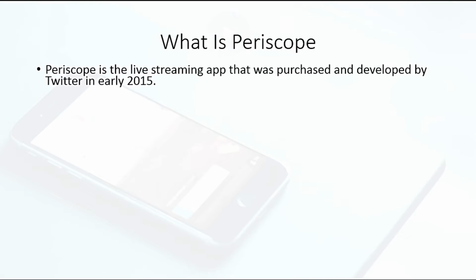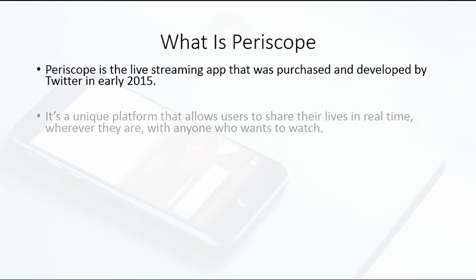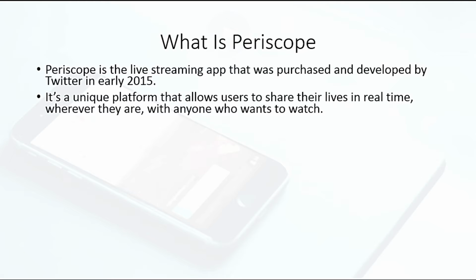And as we said, Periscope is a live streaming application, and it was purchased and developed by Twitter in early 2015. And it's a very extremely unique platform, and it allows users to share their lives, share their business, share what's happening with them in real time. And they can do that wherever they are. Obviously, it's a mobile application, so wherever your mobile app can be, wherever there's a connection, you have the opportunity to live stream. And you can actually connect with anyone who wants to watch.